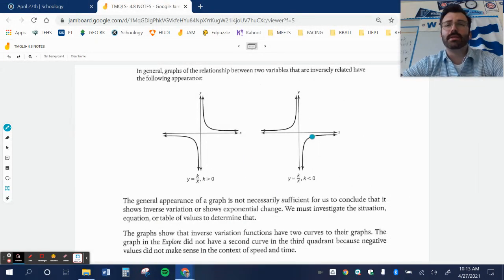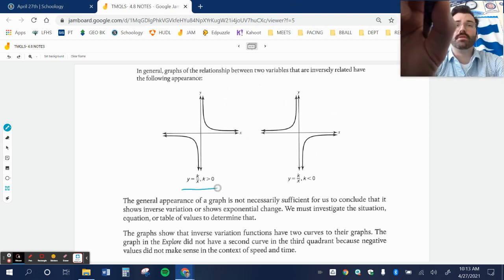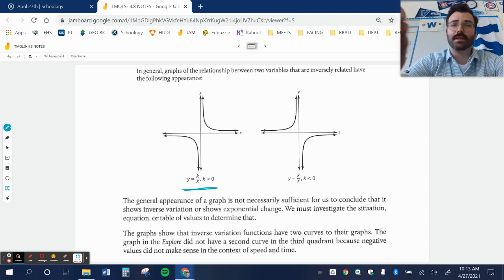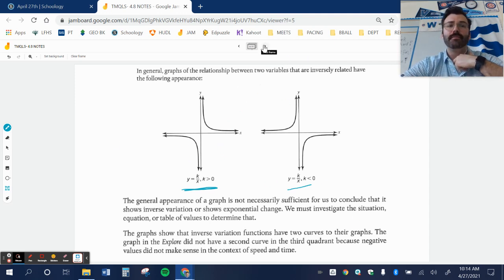All right. So this is what the graph of our inverse variation is going to look like. These are the two options here. If my multiplier is greater than 0, meaning if it's positive, it'll look like this. If it's less than 0, meaning if it's negative, it'll look like this. So the general appearance of the graph is not sufficient.